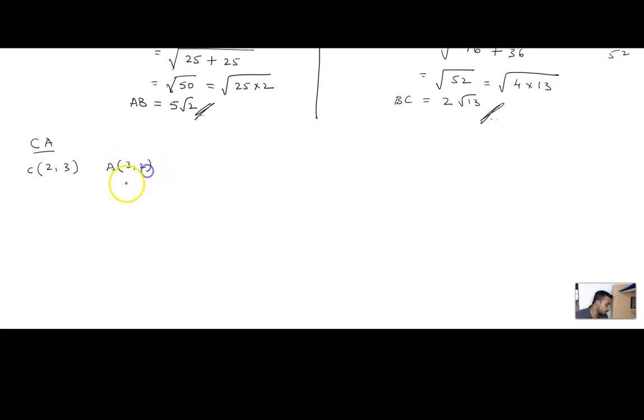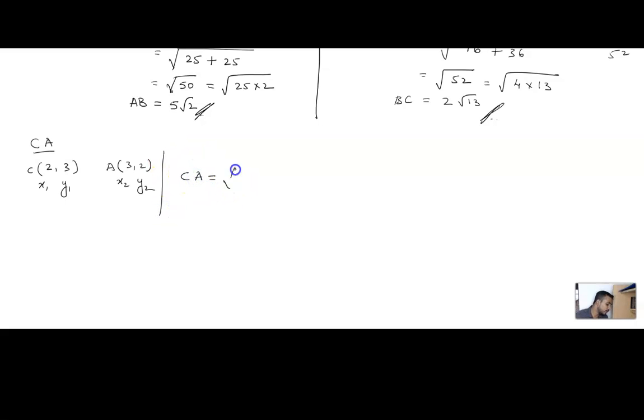So it is 3, 2. Let me say this as x1 and this as y1, and this is x2 and this is y2. What is the x1 value? Plus 2. Y1 is plus 3. X2 is plus 3. Y2 is plus 2. Now let me find the distance CA.